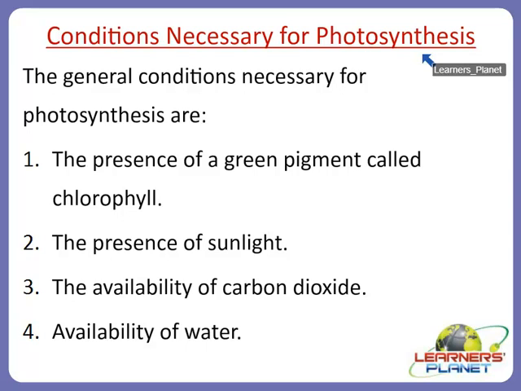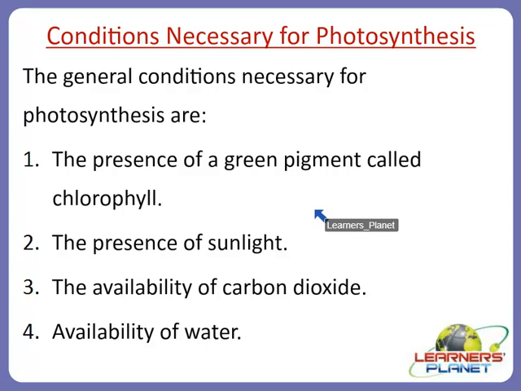The general conditions which are necessary are the presence of a green pigment called chlorophyll, the presence of sunlight, the availability of carbon dioxide and the availability of water. Try to recall the reaction that takes place in the process of photosynthesis. Carbon dioxide plus water in the presence of sunlight and chlorophyll gives starch plus oxygen.